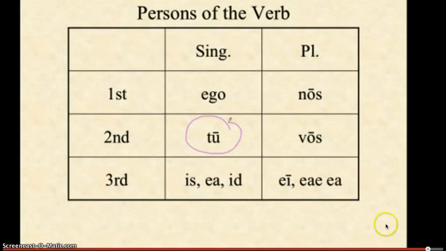So just to go back to this little chart, we talked about this in chapter 8 or 9, I believe. The pronouns of our verbs, so the words that mean I, that's ego. The word that means you, singular, is tu. The words that mean he, she, or it is id. The word that means we is nos. The word that means you all or you plural is vos. And they needs to be split up into three words based on gender, but we don't need to really worry about that right now. Just be able to recognize them as the pronouns for they, ei, eae, ea.